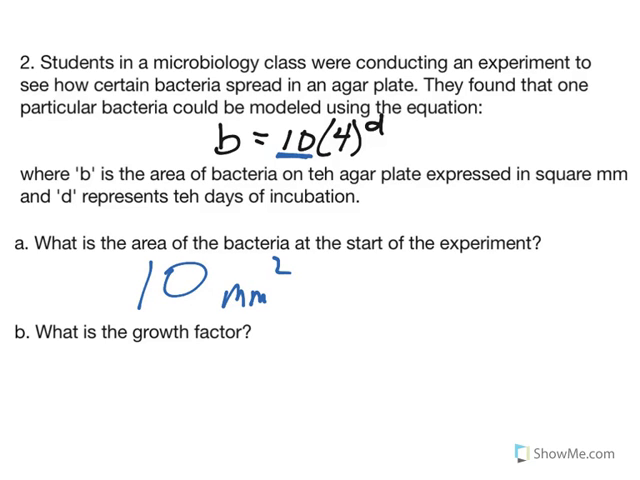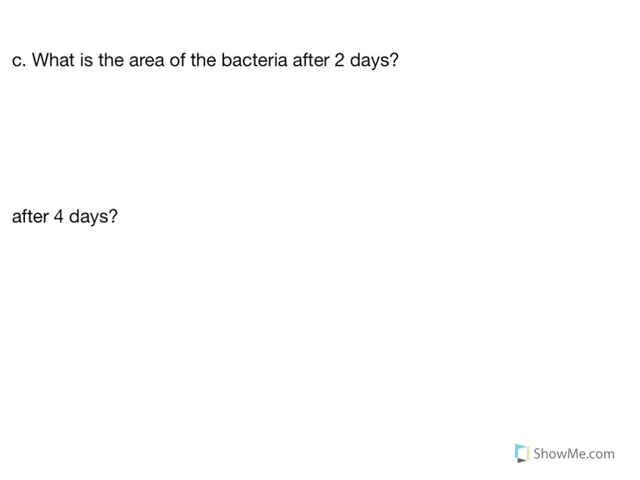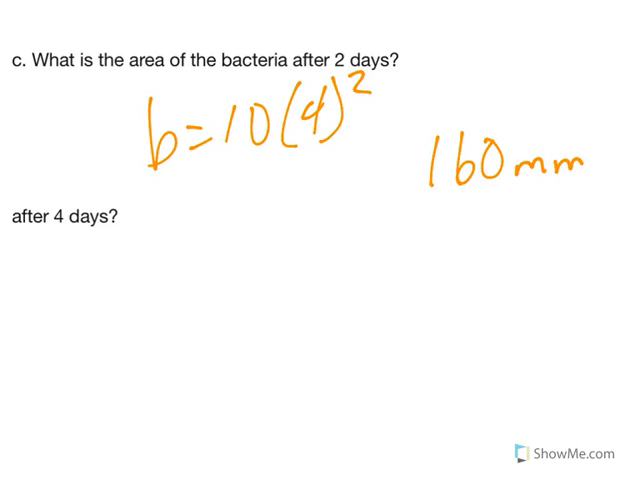And if you just put 10, I'm not going to hate you for it, but we want to get used to labeling as needed. The growth factor falls inside the parentheses here, so we have a growth factor of 4. Moving on to letter C, what is the area of bacteria after 2 days? Well, I know that D stands for days, so I plug it in, and I end up with 160 square millimeters. Very exciting.